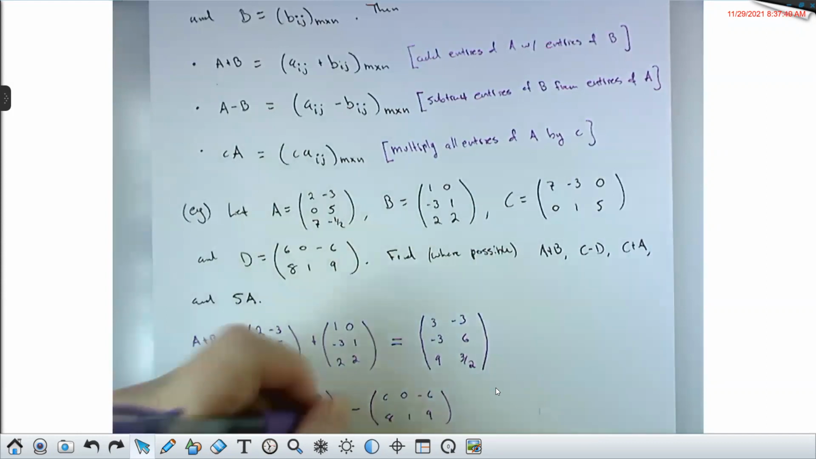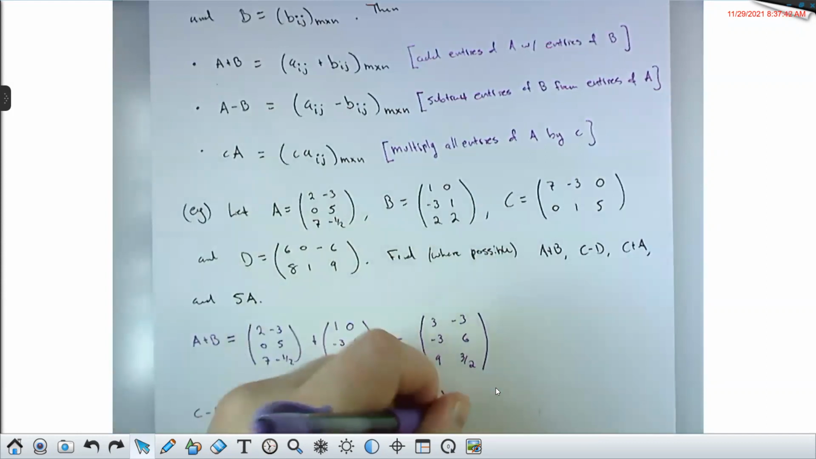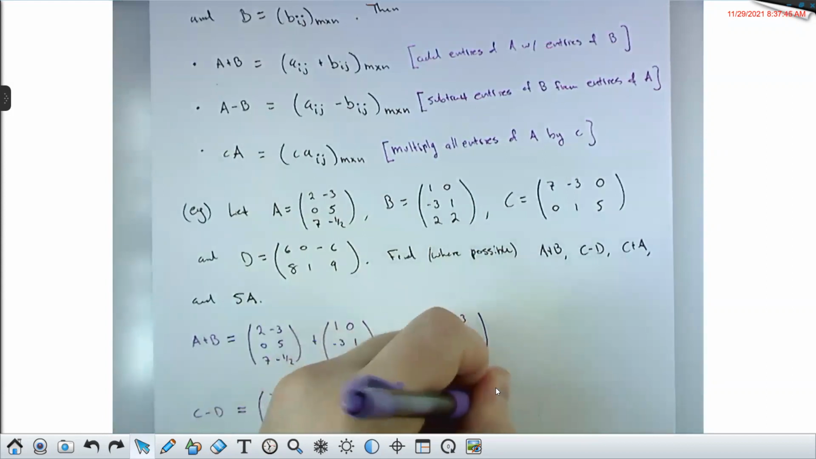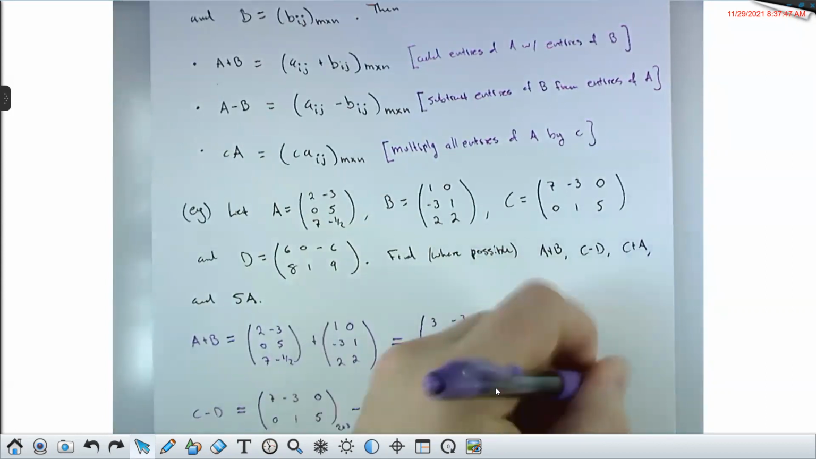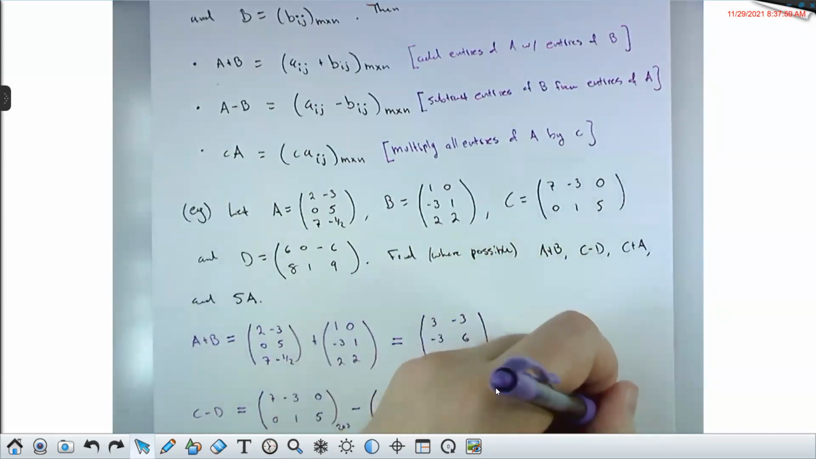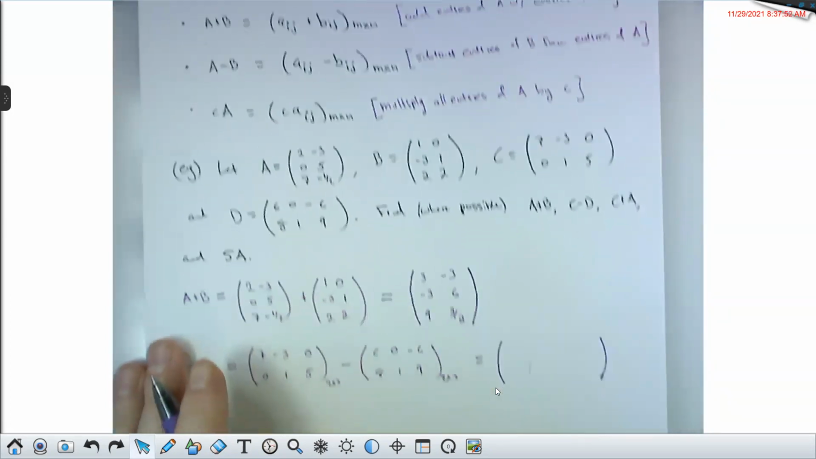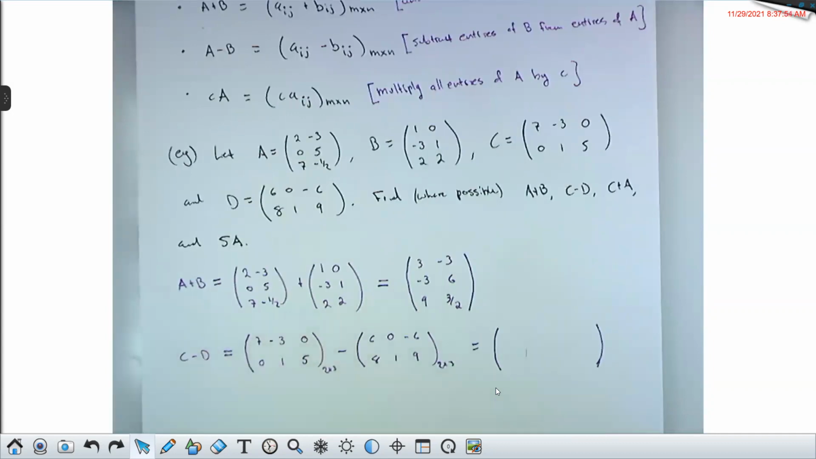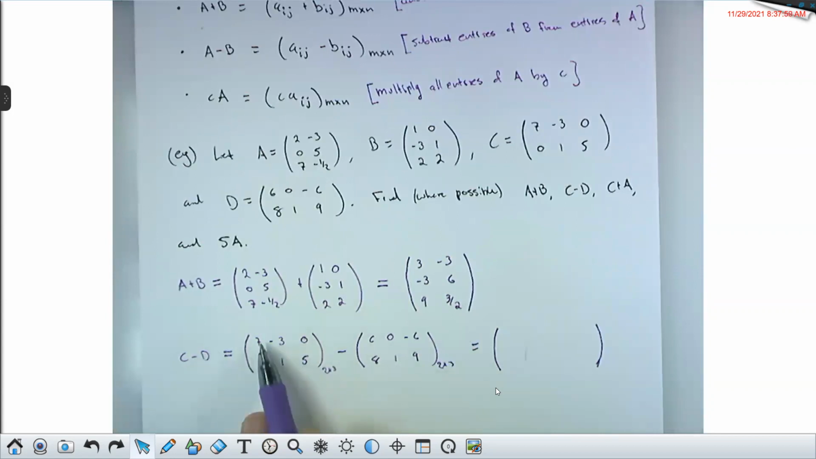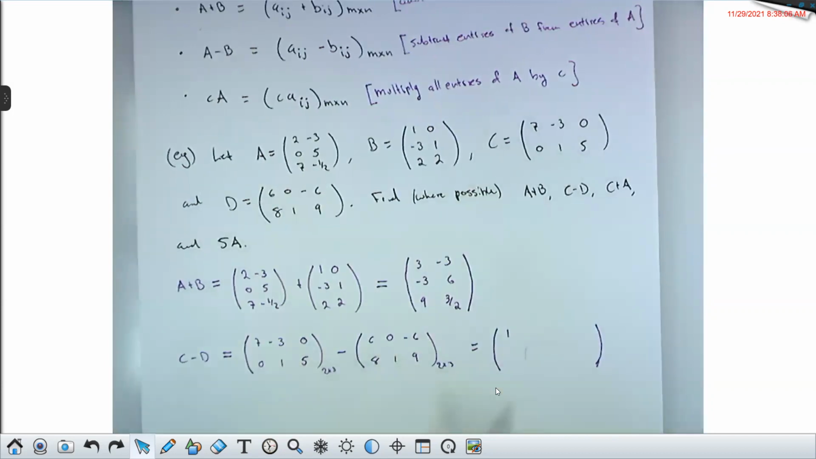And these are both 2 by 3s. So the result will be another 2 by 3, 2 rows, 3 columns. And the entries here will just be what I get by subtracting from this. So 7 minus 6 is 1. -3 minus 0 is still -3. 0 minus -6 is +6. That's my first row.